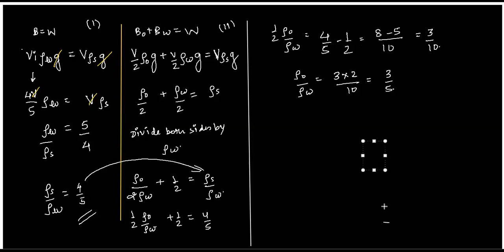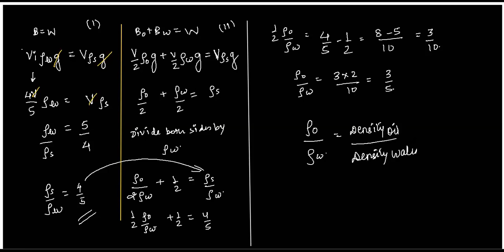The point is, now we are getting the expression for rho naught upon rho W. This is the ratio of density for oil upon density for water. This term is basically called relative density. This term is called relative density for oil, given by 3 by 5 in our case.